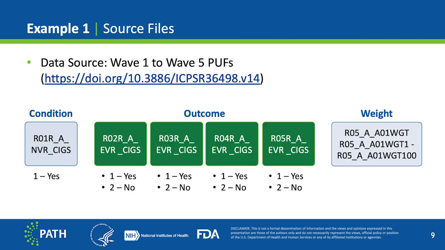All these variables are available from wave 1 to wave 5 in the public use files, or PUF. The condition variable, which we use to identify people who never smoked cigarettes, is R01R_NVR_CIGS. And the outcome, the event that happened in the following 4 waves, are the ever cigarette use yes or no indicators. And the weights used are the wave 5 all waves weights from the wave 1 cohort.